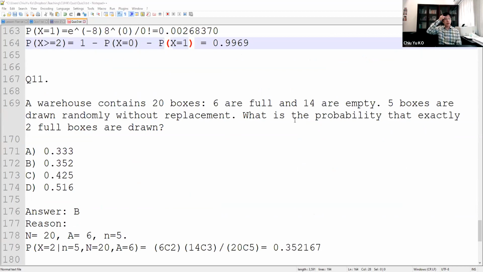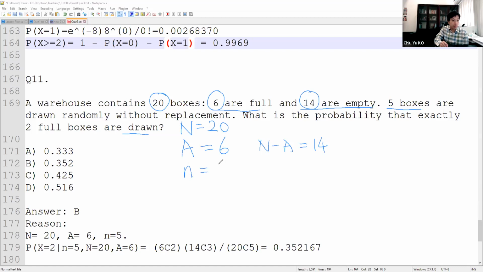So this one is very clear here. We say without replacement, okay? The warehouse contains 20 boxes, 6 are full, 14 are empty, okay? 5 boxes are randomly drawn without replacement. What's the probability exactly 2 full boxes are drawn? So here we have 20, so N is 20, okay? And we call full boxes the successes, so A is equal to 6, right? And of course, N minus A is 14, right?